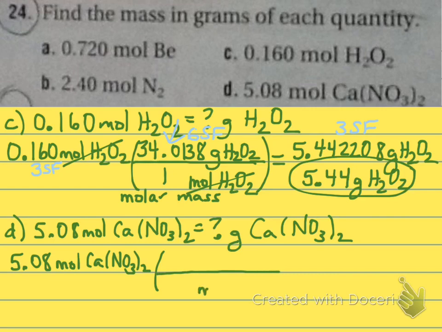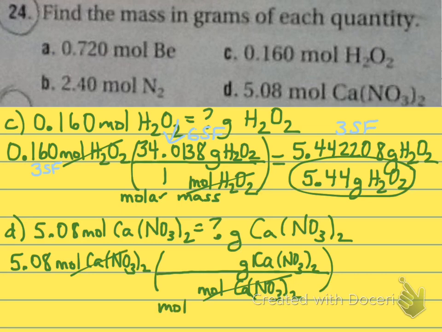Okay. Moles of calcium nitrate go on the bottom. And I'm going to use my molar mass to convert that to grams of calcium nitrate. Moles are going to cross out. Again, this is my molar mass conversion factor. And in that molar mass conversion factor, the number that goes in front of moles is always 1.